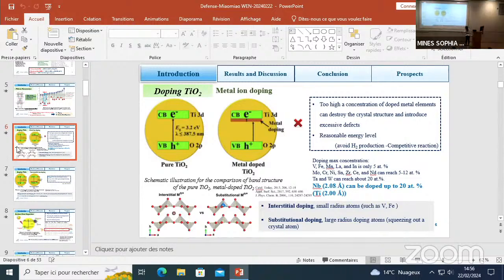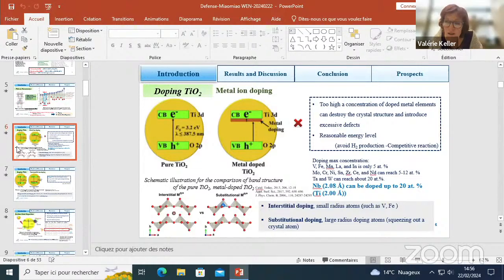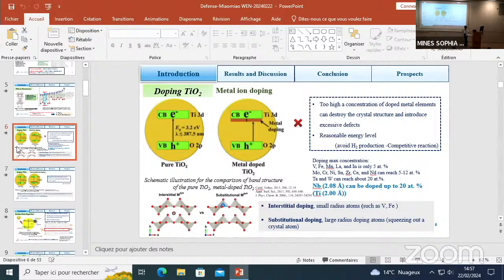So the question is, what is the maximum concentration of the different dopants that you could introduce into the lattice of titanium dioxide? Okay, so for niobium, because its ionic radius is close to titanium, from the literature there are some reports that it can go up to 20% compared with titanium. But in our case, from the previous work as well, our maximal doping amount is 10% niobium.